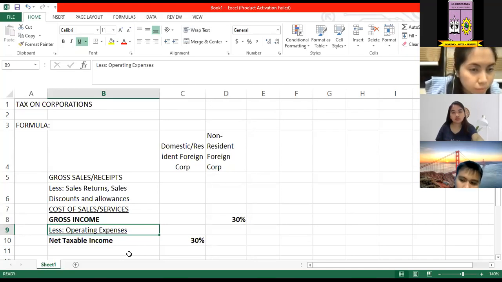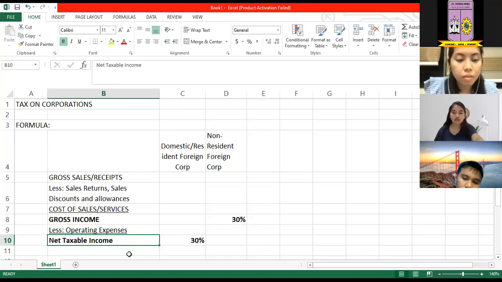Okay? Nakuha nyo? Example niyan, yung kuryente, tubig, okay? Yung renta mo sa office, di ba? Ano pa? Maintenance, o whatever, di ba? So, may mga expenses na hindi siya directly related or incurred sa goods, pero necessarily kailangan mo siyang i-incur. Okay? So, yun ang operating expenses. So, if you deduct operating expenses from the gross income, then you will arrive at the net taxable income.